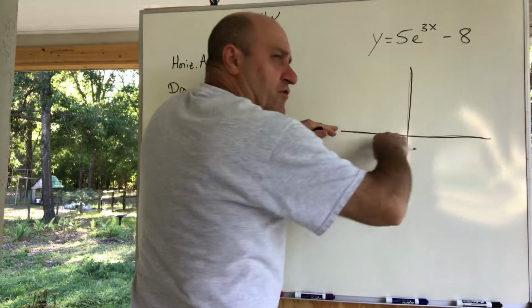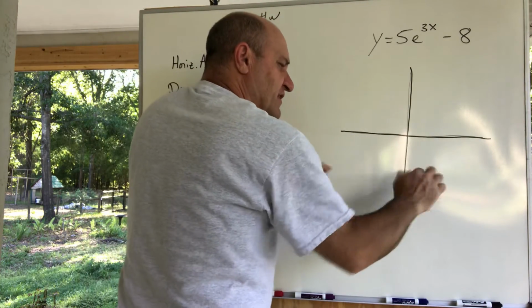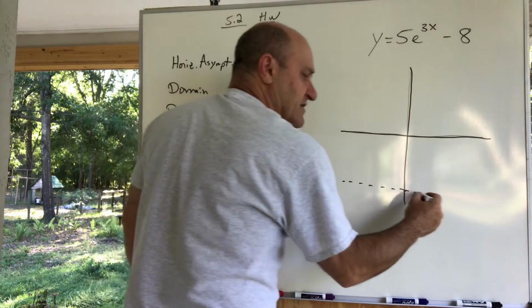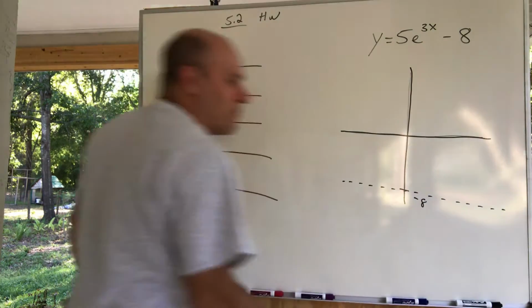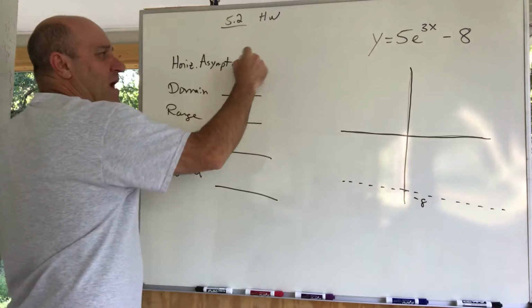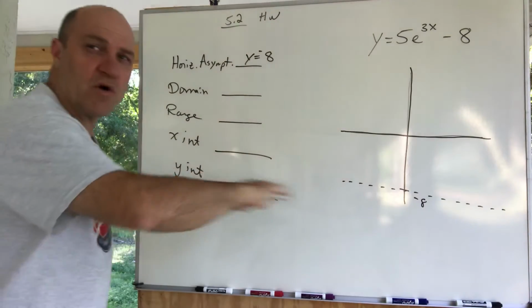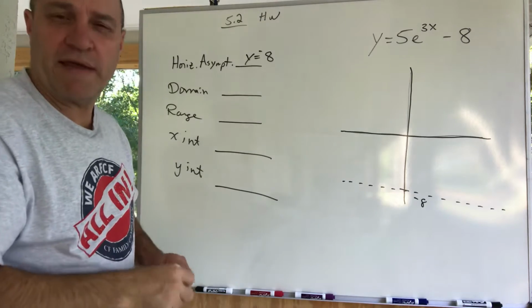We just talked about shifting it down 8, so there is an asymptote that would normally be here, but it's shifted down 8, so guess where? It's at negative 8. There is a horizontal asymptote. What's the name of it? y equals negative 8, that horizontal line. It's not a point, it's a line.